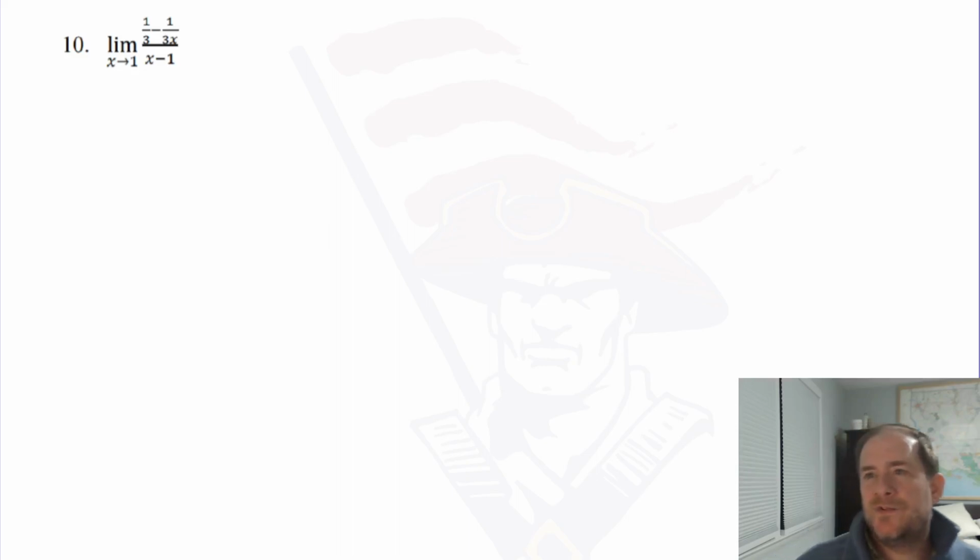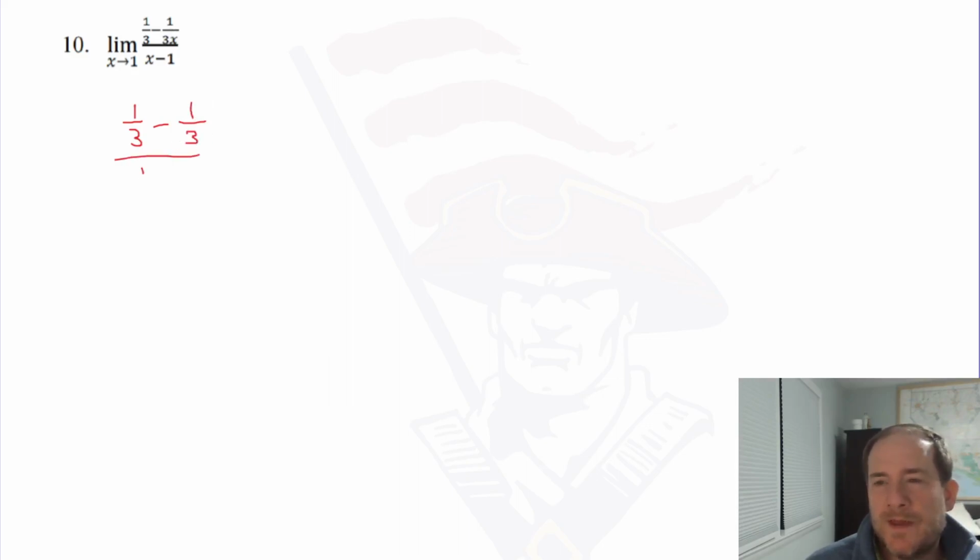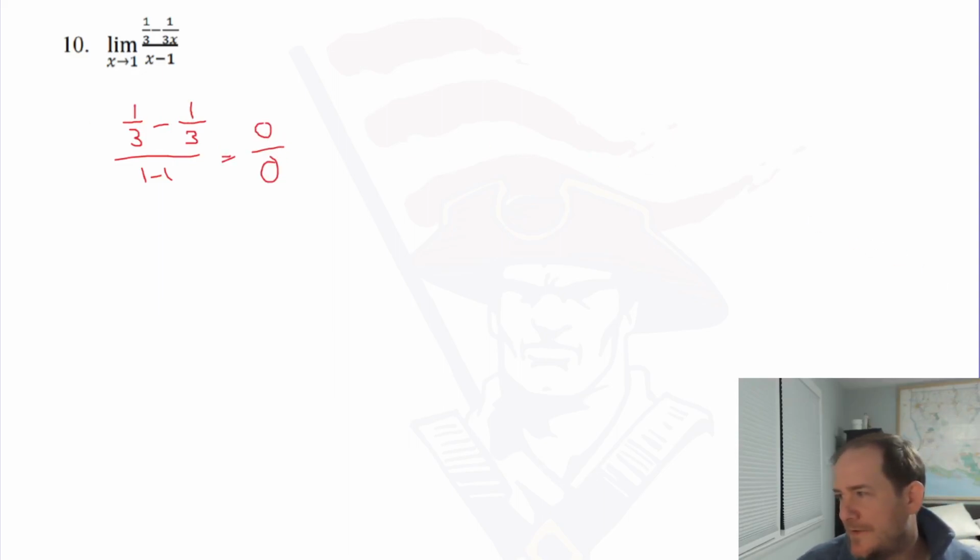Okay, so 10, it looks like we will probably have to combine the fractions. Let's find out. If I had 1/3 minus 1 over 3 times 1, yeah, that's a third. And 1 minus 1, yeah. So a third minus a third is 0, and 1 minus 1 is 0. So we definitely have to clean up this expression. Let me clear the screen.